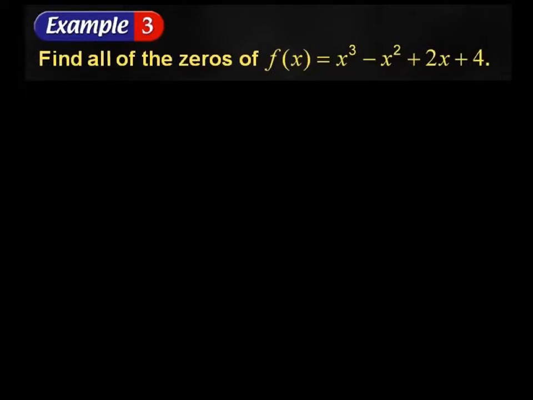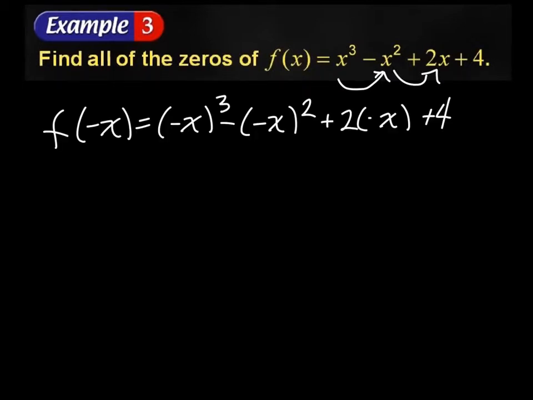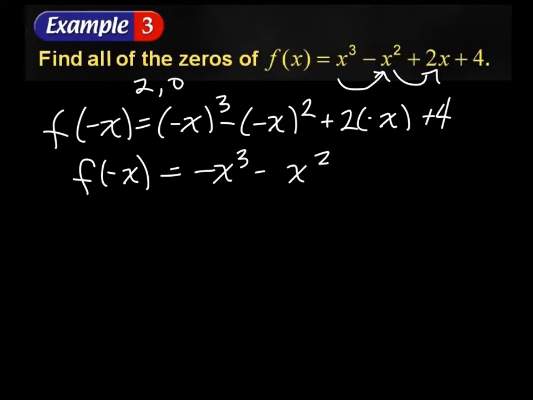Okay, this is the real deal. Find all the zeros. First I'm going to check to see how many sign changes I've got, to look for how many positive zeros and how many negatives to look for. I've got 1, 2 sign changes. So we can have 2 or 0 positives. For the negatives, I'm going to have negative x cubed minus x squared minus 2x plus 4. Looking for sign changes, I've got 1.